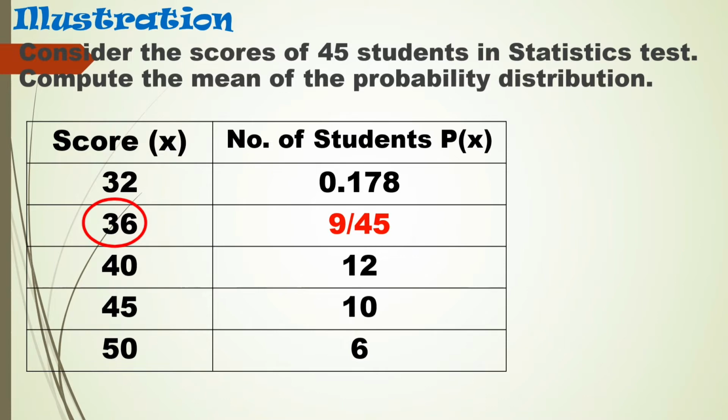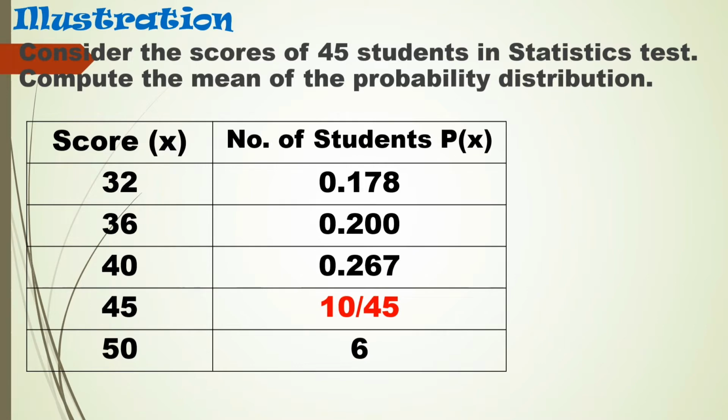9 students out of 45 got the score of 36. So we have 9 over 45. If divided to make it decimal, it is 0.200. 12 out of 45 students got the score of 40. Change it to decimal. 12 divided by 45 equals 0.267.